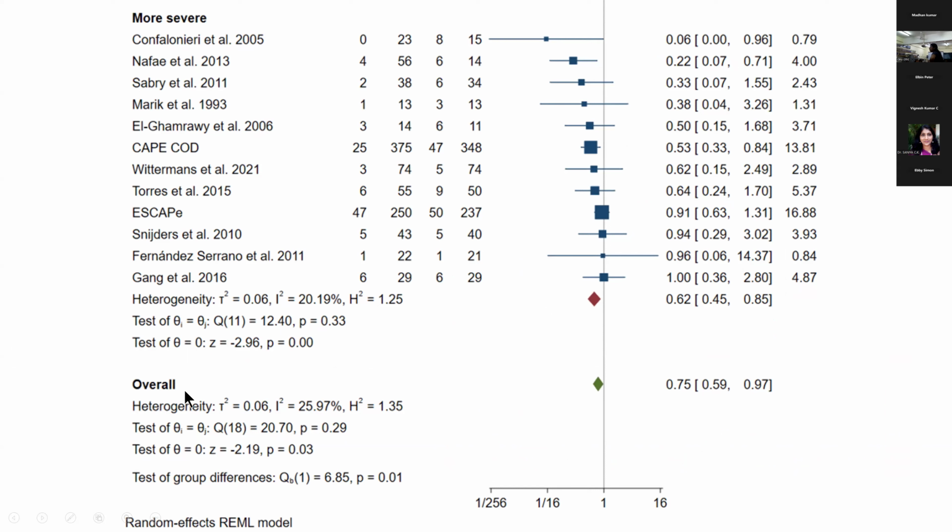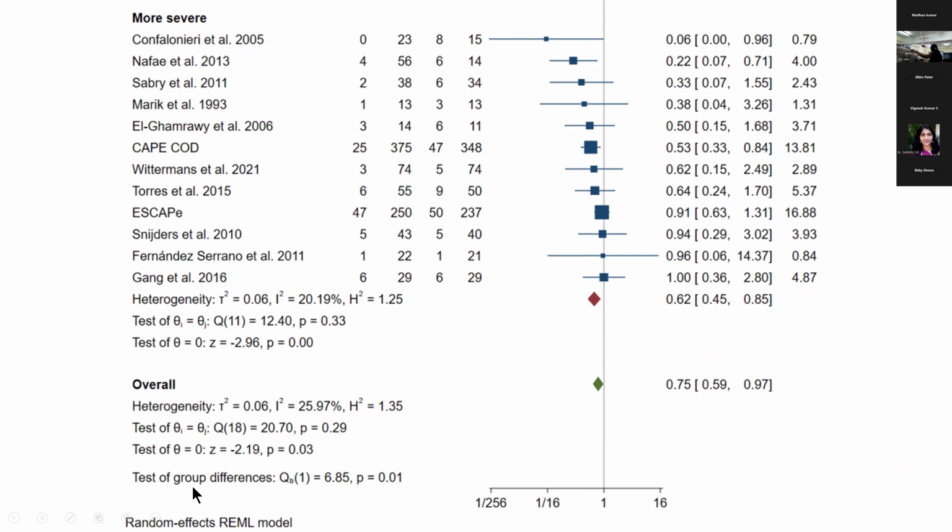But when you look at the overall, that is when you compare your less severe and your more severe, you find out that when you combine, you have an overall reduction of mortality of 0.75. That is 0.59 to 0.97. But here among the groups, you find there's a definite difference. So if you look at the test for group differences, you have now 2 groups. You have a severe group, you have a non-severe group.